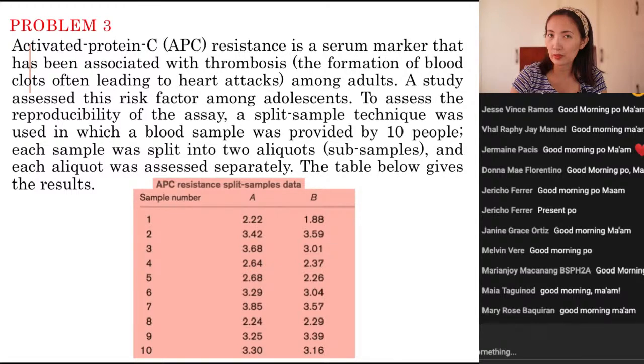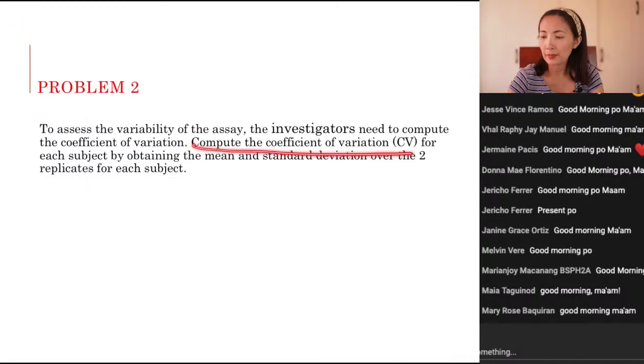This is problem number 3. What are you going to do? Compute the coefficient of variation by obtaining the mean and standard deviation. We have 2 replicates, A and B. So compare the means, the standard deviation, and the coefficient of variation for the two replicates for each subject.